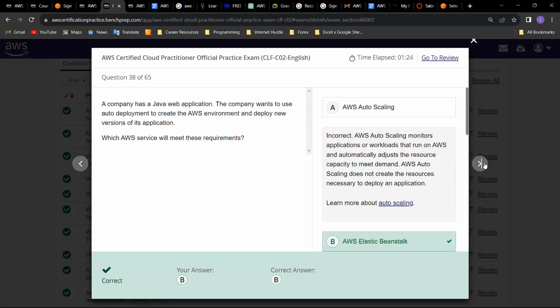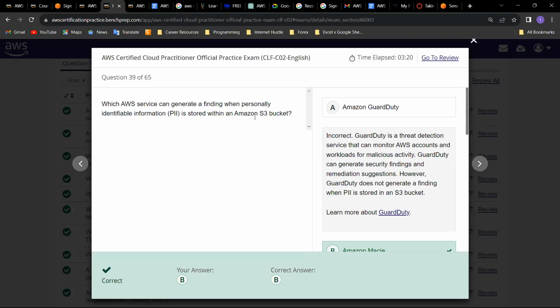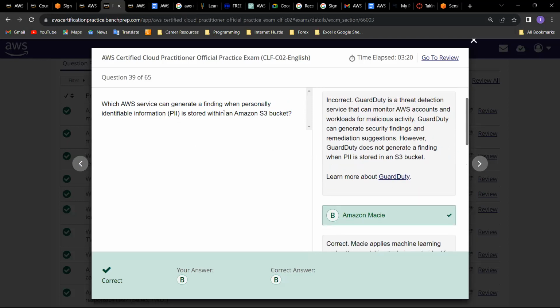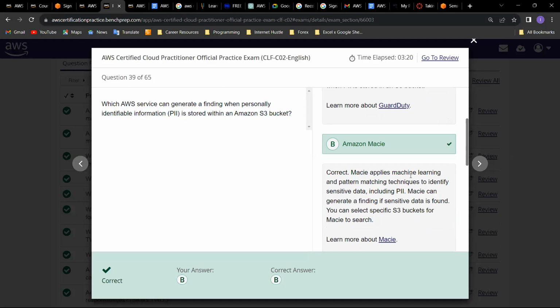And there was question 39, so this is it. This is for Macie. Generate a finding when personally identifiable information is stored within an Amazon S3 bucket, and that is Macie. Macie applies machine learning and pattern matching techniques to identify sensitive data, including PII. Macie can generate a finding if sensitive data is found. You can select a specific S3 bucket for Macie to search.